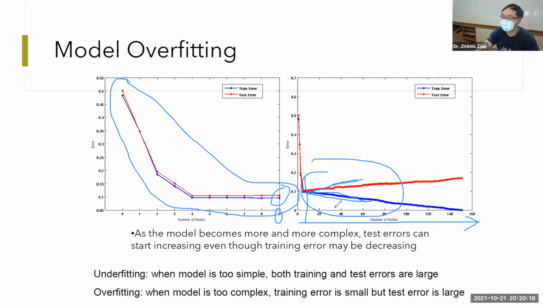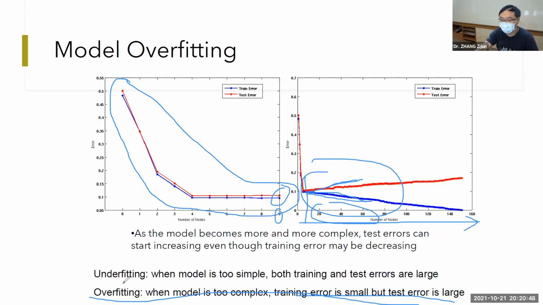Okay. So how can you determine whether a model is overfitting? It needs to be determined based on both the training error and test error. Okay. So overfitting is like a model is too complicated, so you have too many nodes. And training error is small. That means you fit well into the training data set, but test error is large. That means it cannot be generalized.